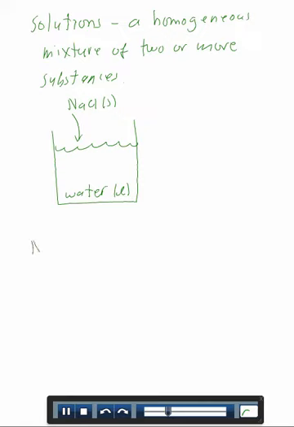Well, sodium chloride, solid, will, in the presence of water, dissociate into sodium plus ions, and we refer to this as aqueous, since it's surrounded by water, plus chloride ions.